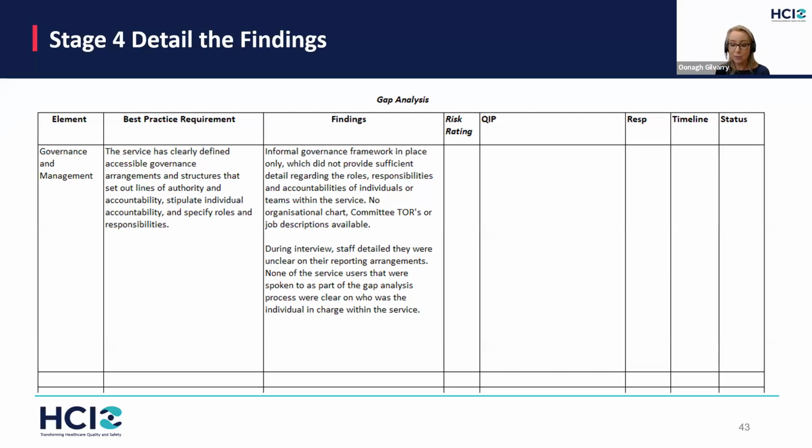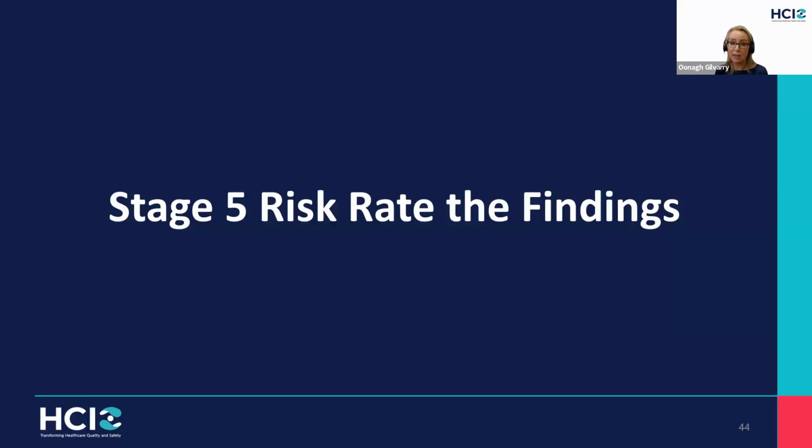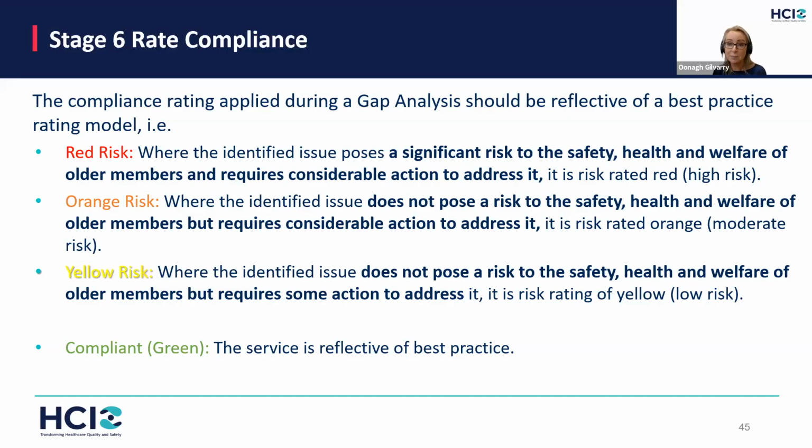So we've identified the findings. Our next stage is to risk rate those findings. Risk rating is important in a gap analysis, and we want to make it as reflective as possible of a best practice rating model, based on the general regulatory approach. Red risk is identified where there is a significant risk to the safety, health and welfare of the older member and it requires considerable action to address. This is a real red flag and we need immediate work to address it, or there could be an immediate risk to the older persons involved.